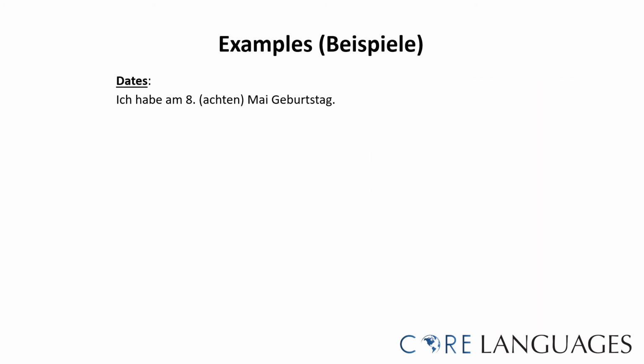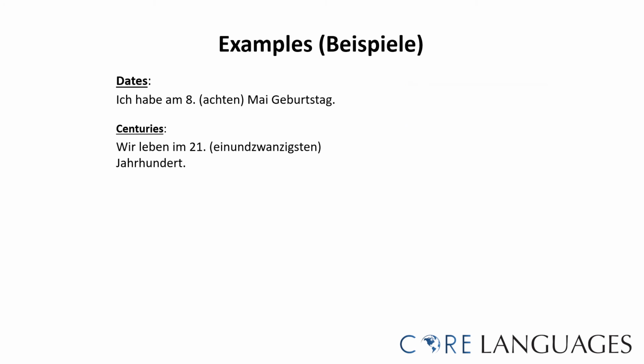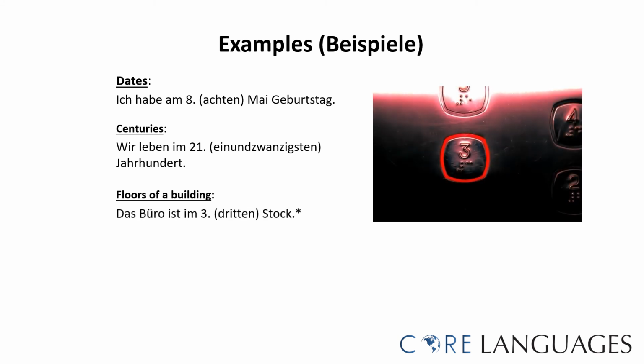Ordinal numbers are also used for centuries. For example, wir leben im 21. Jahrhundert. We live in the 21st century. Another example of how to use ordinal numbers is floors of a building. Das Büro ist im 3. Stock. The office is on the 3rd floor.